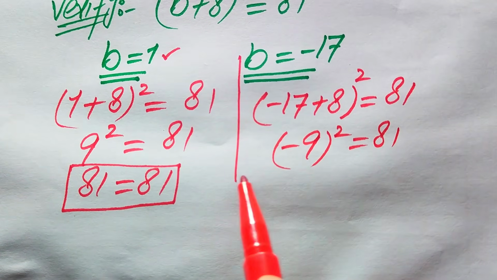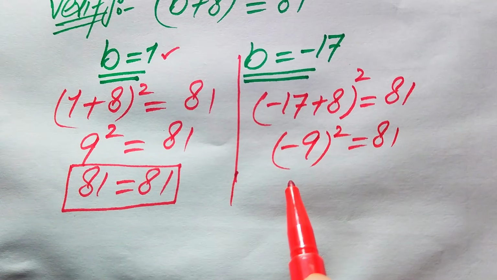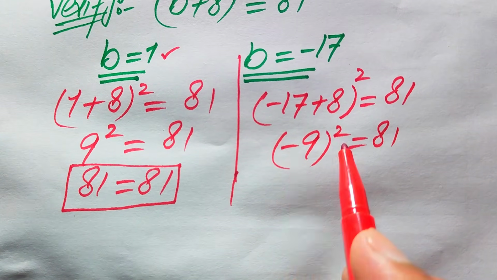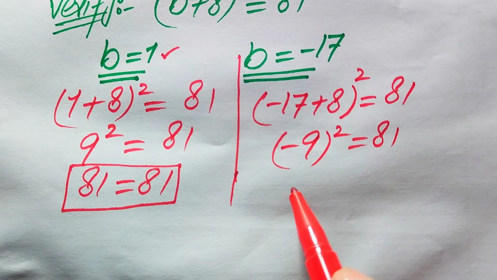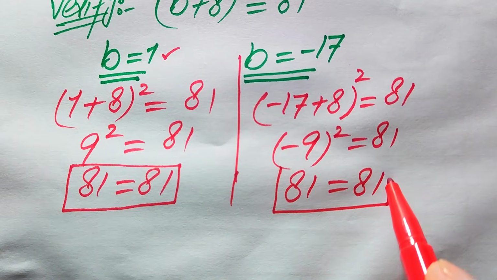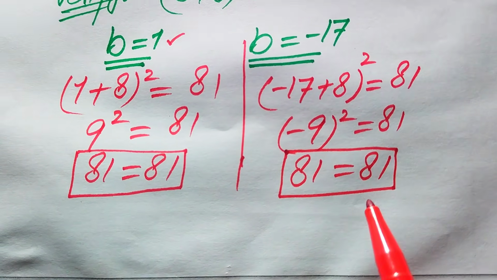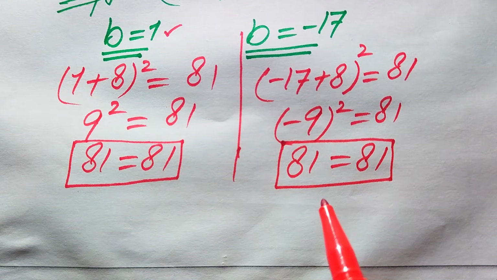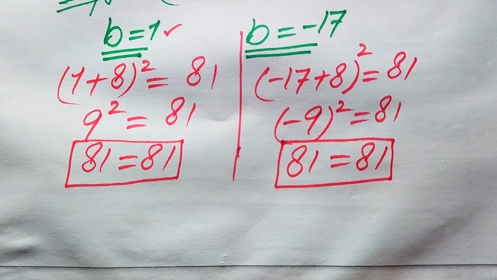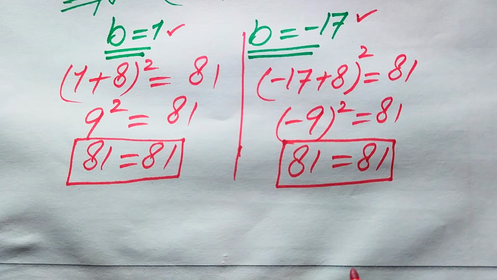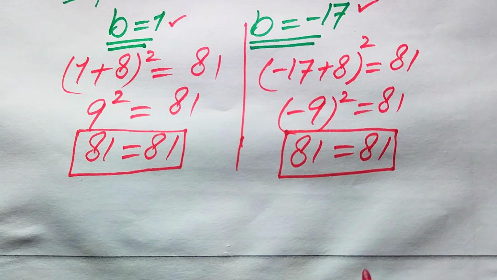So here you know that when we take the square of a negative term it will always give us the answer in positive form. Okay, so minus square becomes positive and this 9 square becomes 81, equal to 81. This shows that both of the sides are equal, and if both of the sides are equal, this concludes that the second value of b also satisfies our given question statement.